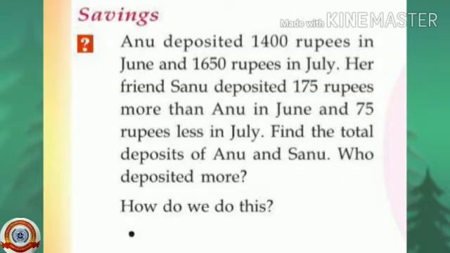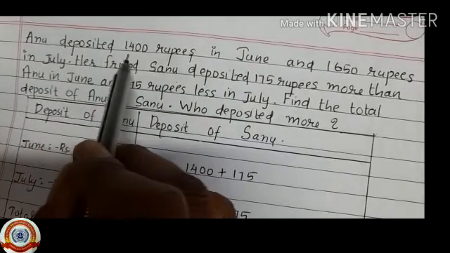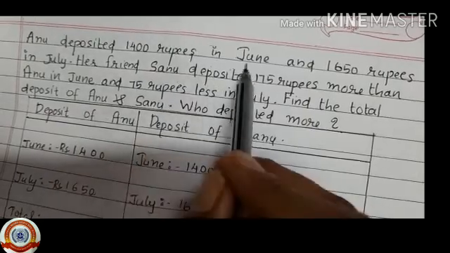Look at this activity. Savings. Anu deposited 1400 rupees in June and 1650 rupees in July. Her friend Sanu deposited 175 rupees more than Anu in June and 75 rupees less in July. Find the total deposits of Anu and Sanu. Who deposited more?